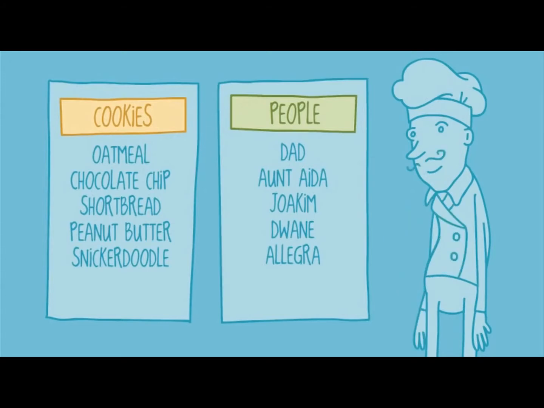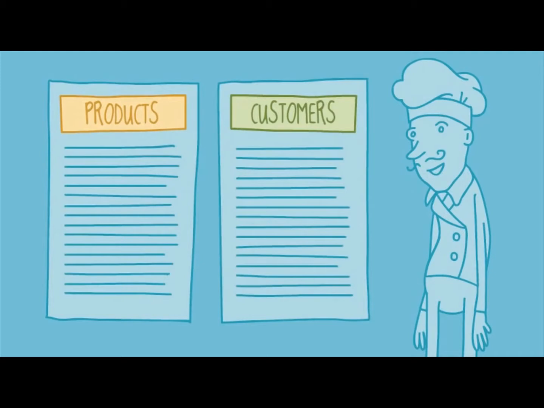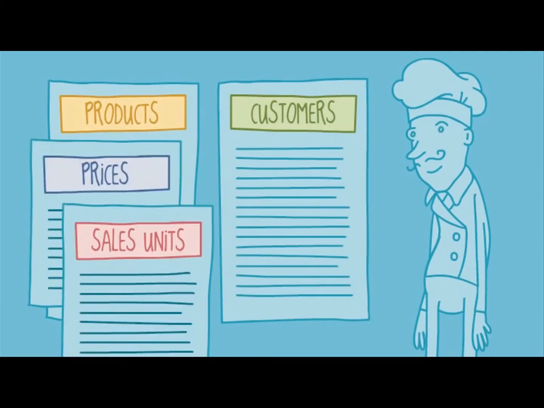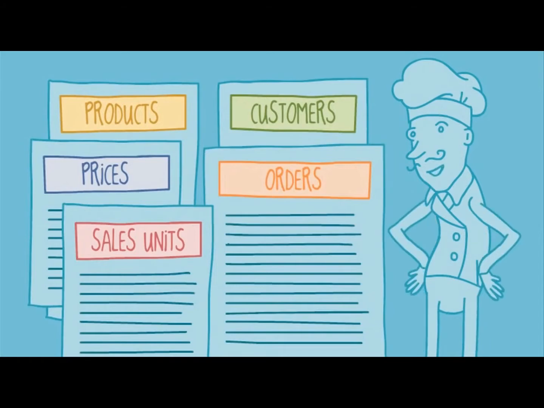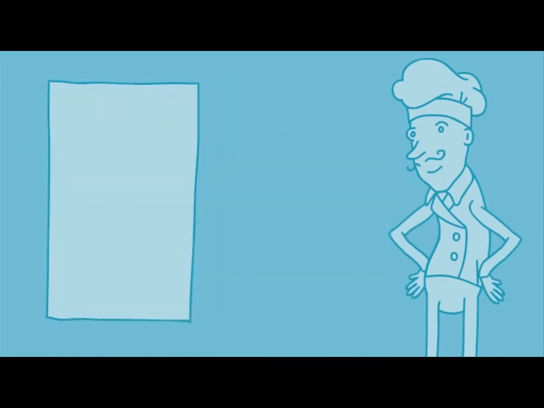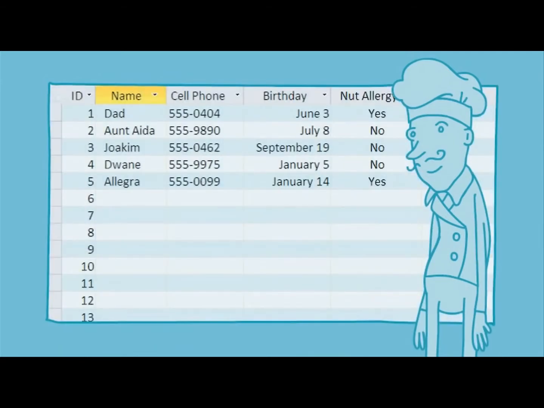If you were a professional baker, your database would contain more. You'd have products and customers, and other things to keep track of like prices, sales units, and a list of orders. Does Access actually keep these things in a big long list? Not quite. Instead, it uses tables, like the ones in Excel, to list things in a little more detail. Take this example from the amateur baker's database. It lists friends and family, but also important information like who has a nut allergy and the rest of the table.